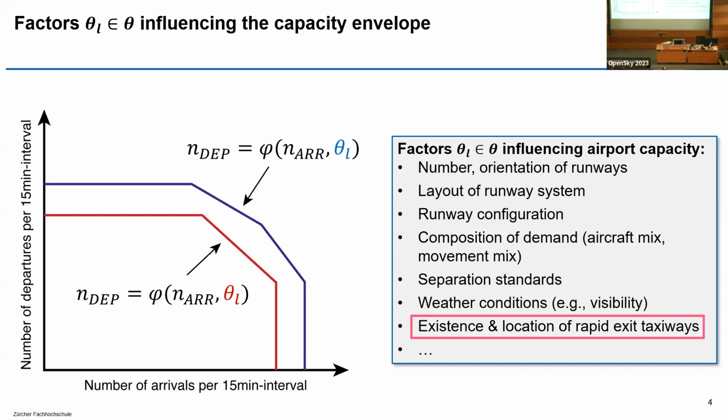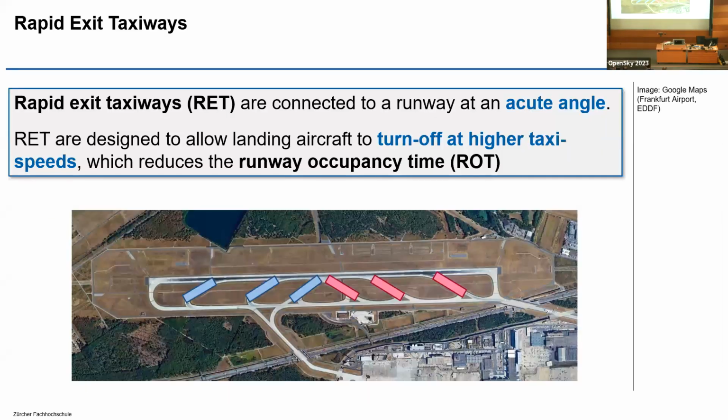However, what literature is not available at the moment, at least, is how the existence of a so-called rapid exit taxiway, or short RET, affects these envelopes. And this is what we have been doing. And with we, I mean me and my colleague, Benoit, who sits here in front. So before I can really move forward on how these capacity envelopes are affected by RETs, I might have to provide you with a little bit of theory, a short excursus into airport design on what rapid exit taxiways are.